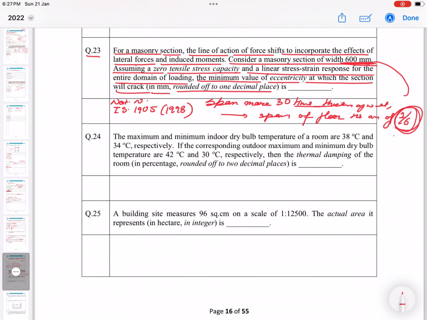In this special case, the eccentricity of the load lies between 1/3 to 1/2 of the thickness of the member. Okay, it is in this special case. So here we can calculate it by multiplying the width by 1/6. So it gives us 100 mm. So 100 mm is the correct answer: the minimum value of eccentricity at which the section will crack will be 100 mm.